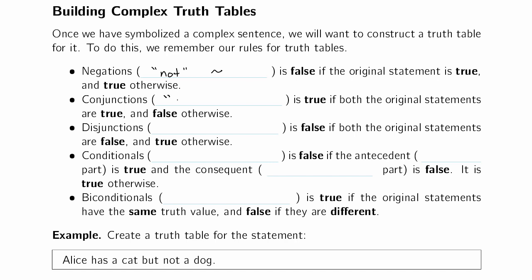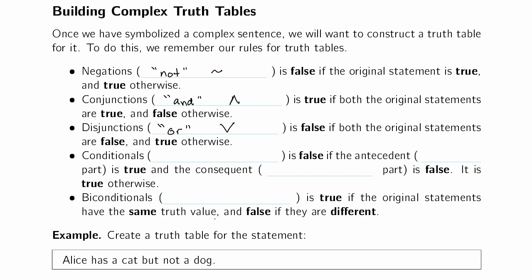Conjunctions, those are the ones that we read as and, symbolize with this wedge symbol that points upward. Those are true if both of the statements we're combining are true. They're false otherwise. Disjunctions, those are the or statements. We symbolize those with the wedge shape pointing down. Those are false if both the original statements are false, and true the rest of the time. So as long as at least one of the original statements is true, the disjunction is true.